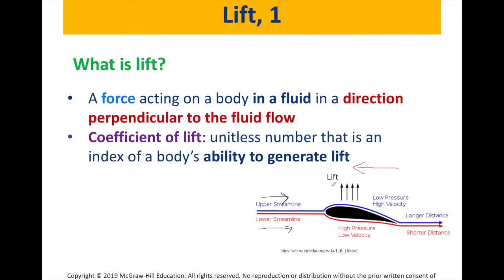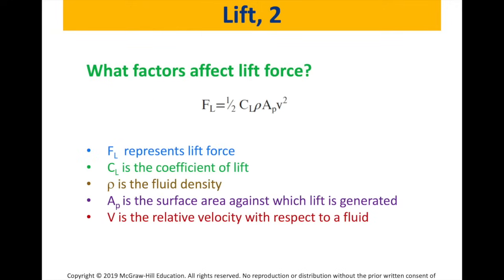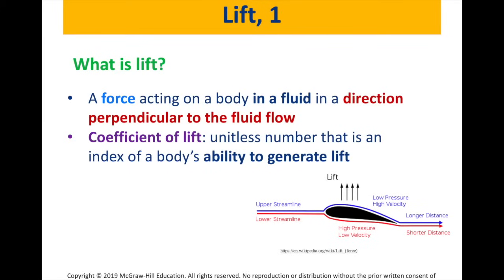Now, what are the factors that affect lift? This is the definition of the force, and FL represents the lift force, and it is equal to 1/2 CL rho AP V squared. CL is the coefficient of lift, and as I mentioned before, it depends on the geometry of the object. Rho is the fluid density, which is mass per unit volume. AP is the surface area against which the lift is generated. If we go back to our example, this is the area that we are talking about, the surface area on the bottom of the wing here.